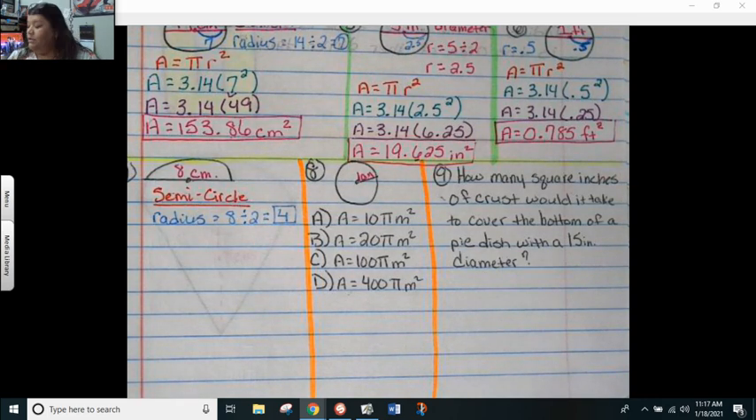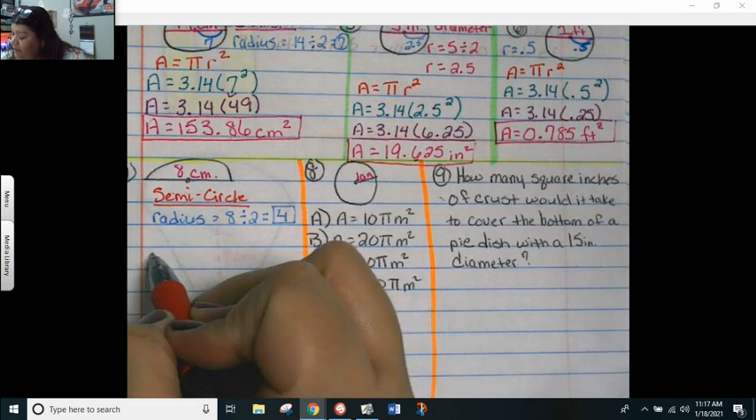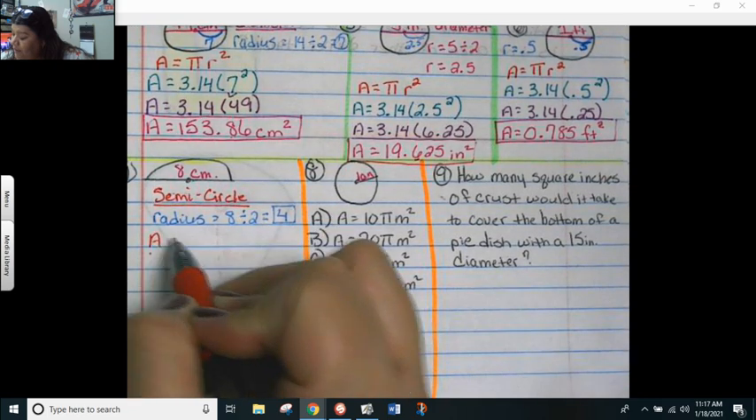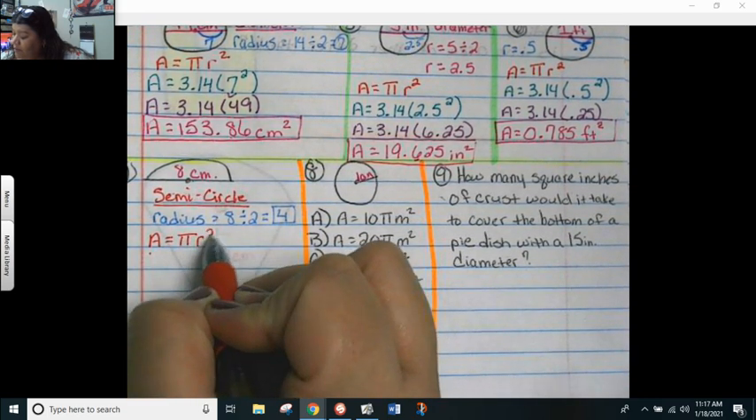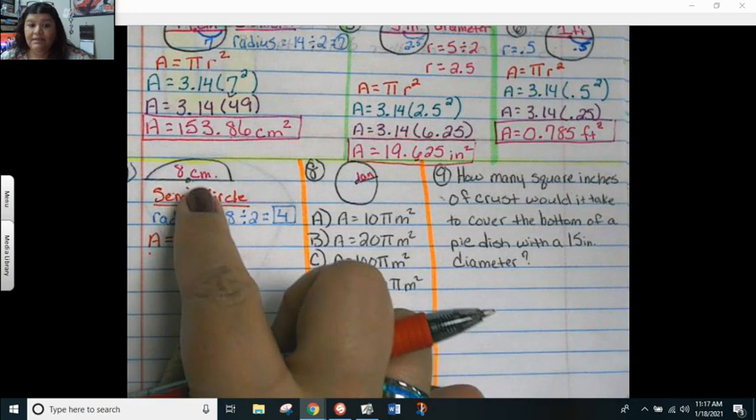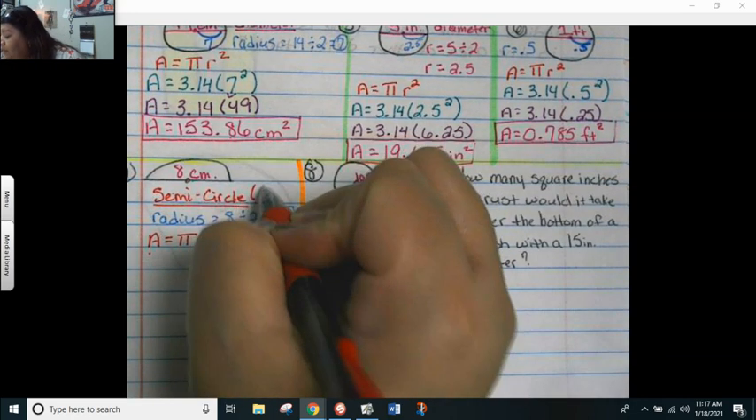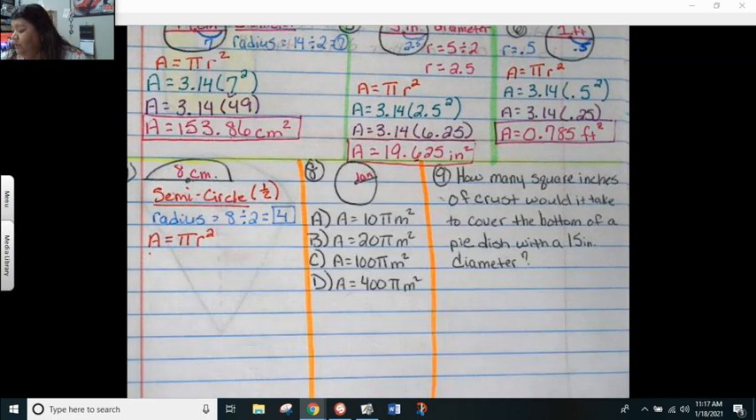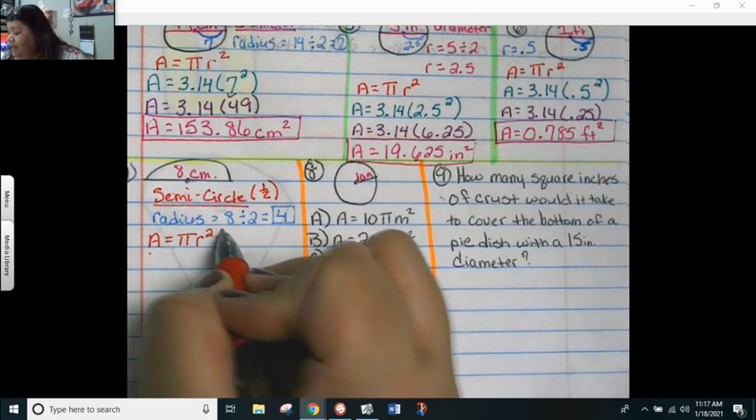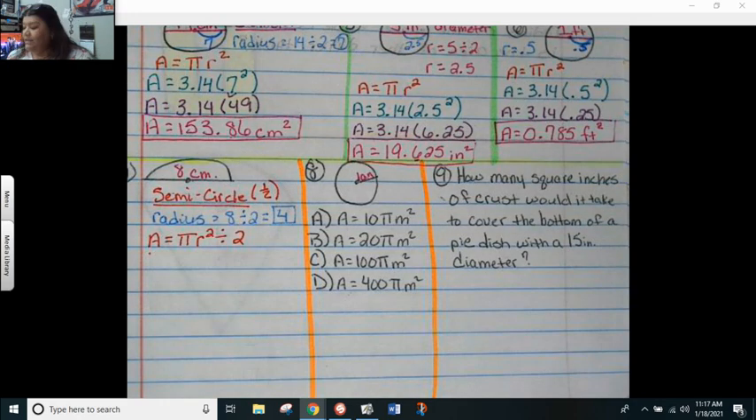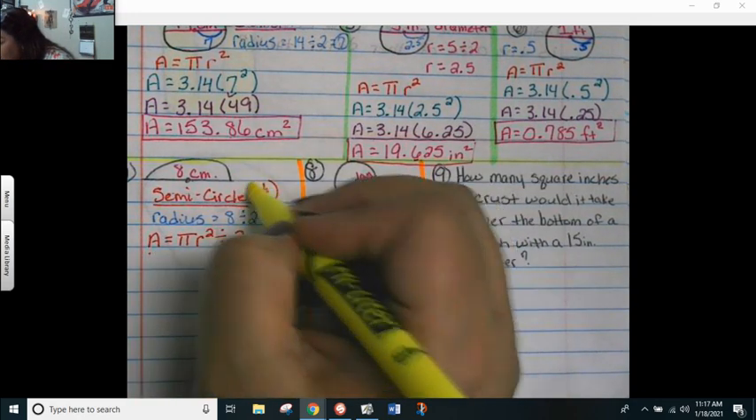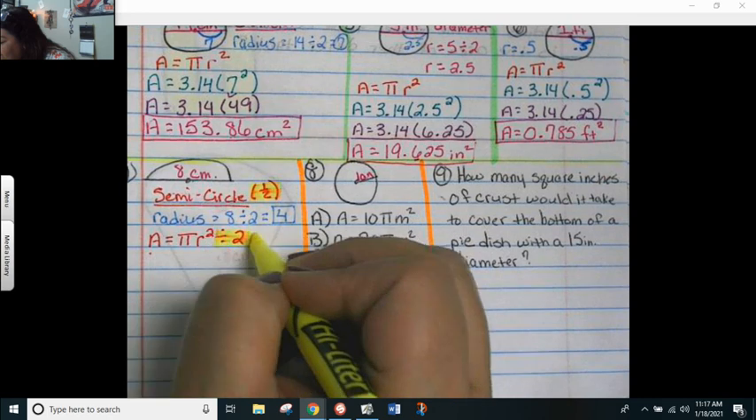Let's write down the formula first, okay? So area equals pi times the radius squared. But don't forget, this is a semicircle. It is half a circle. So I need to divide by 2. And that is because it is half the size of a whole circle. So that's why I'm dividing by 2.